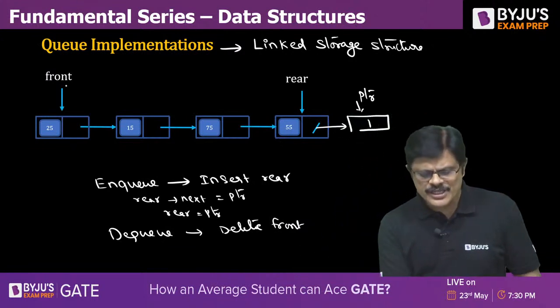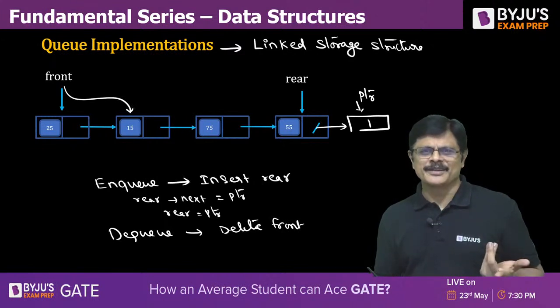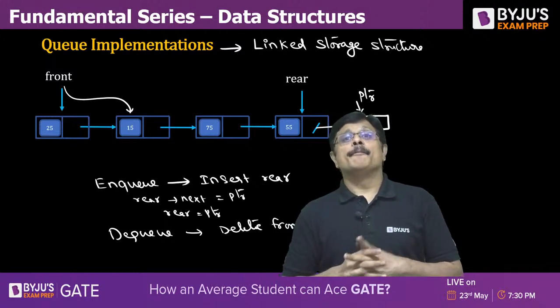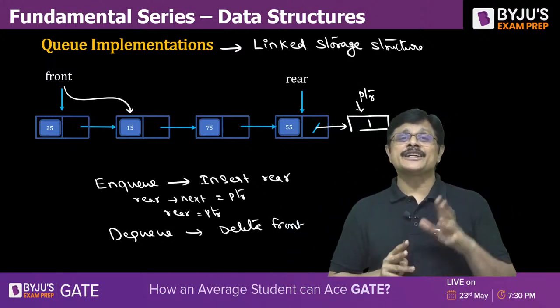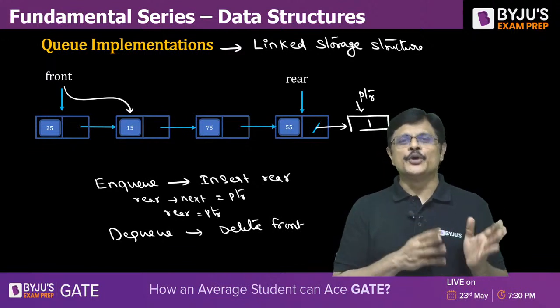So, DQ is delete front, my dear friends. Just do this, that is DQ. Very simple operation. Just front is equal to front next. But for DQ you have to check whether front is empty or not. If front is equal to null, it means the Q empty condition.